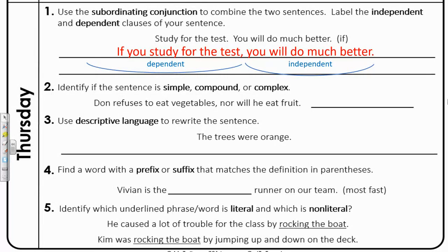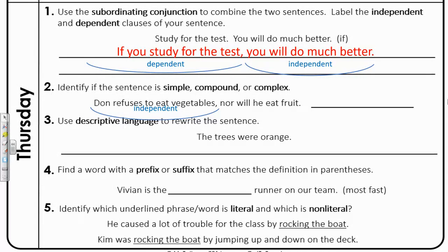Okay, so let's look at number 2. Now they want us to use this sentence and say, is this a simple, a compound, or complex sentence? The sentence is, Don refuses to eat vegetables, nor will he eat fruit. Okay, well, the first part there, Don refuses to eat vegetables. That you should be able to say in your head, okay, if it were just that and nothing else, that is a complete sentence. So therefore, you should be very confident that that is an independent clause.